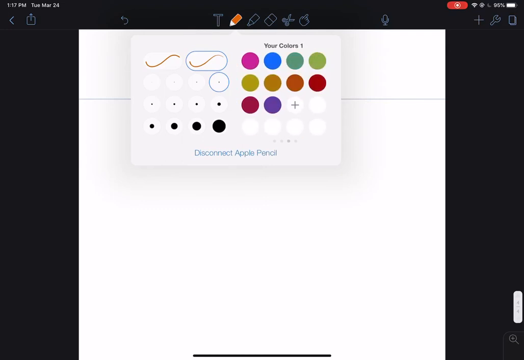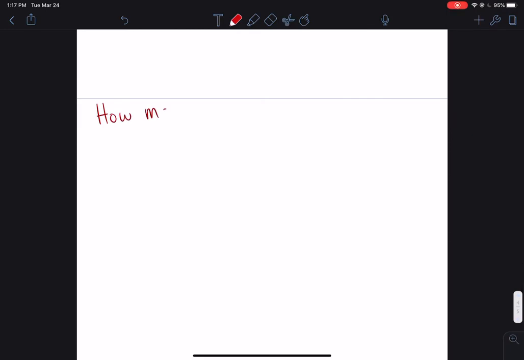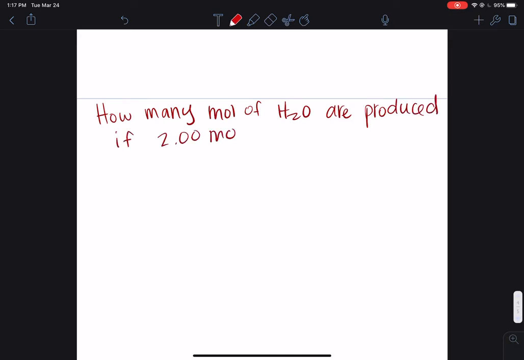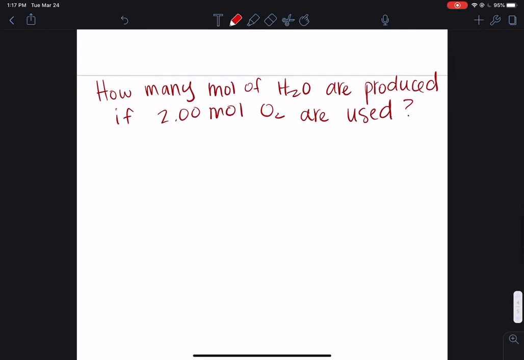All right, so in the PowerPoint, one of the questions says, how many moles of water are produced if 2.00 moles of oxygen are used. One thing that I also normally put is something like "with excess ammonia."